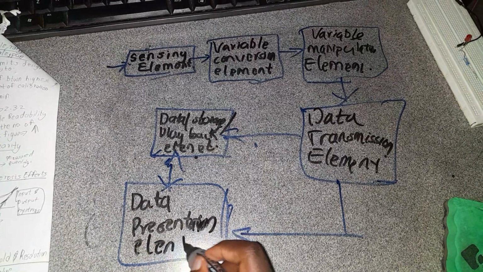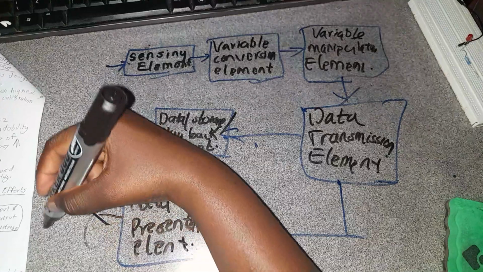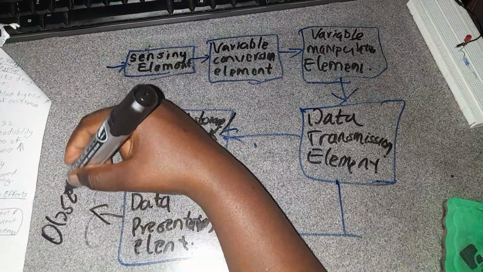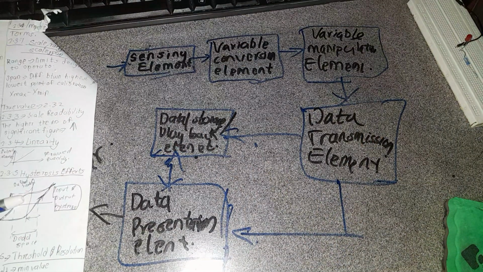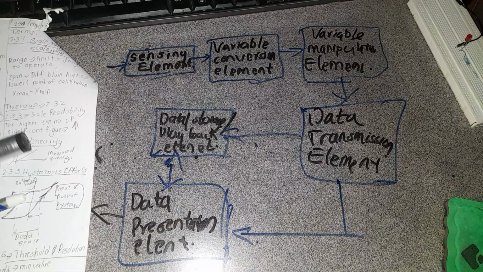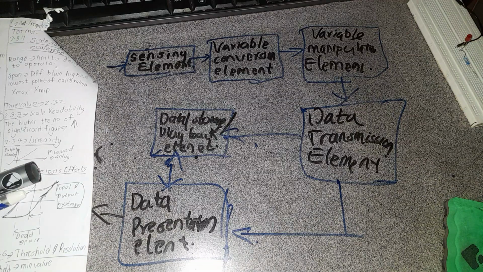After it is presented, it can then be given to the observer. That is it. That is the summary. This is the summary of the elements of a generalized measurement system, the functional elements of a measurement system.